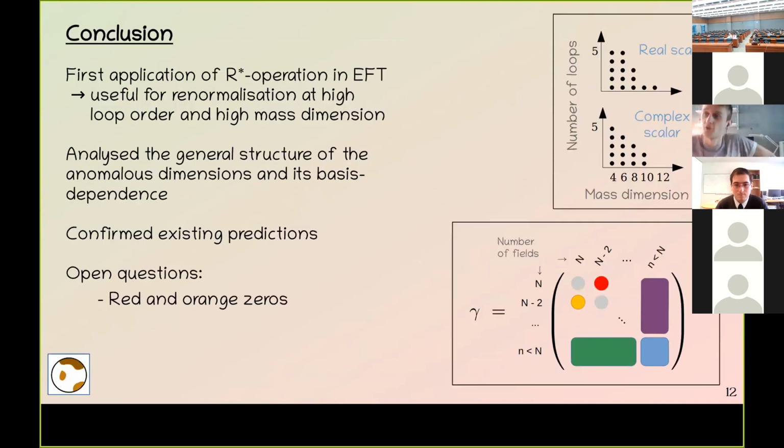So this brings me to the conclusion. So this was, I should have said before already, the first application of the R-star operation in effective field theory.